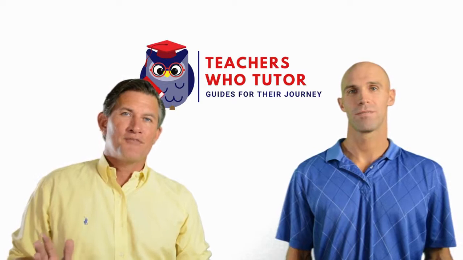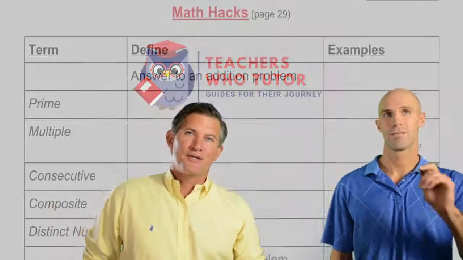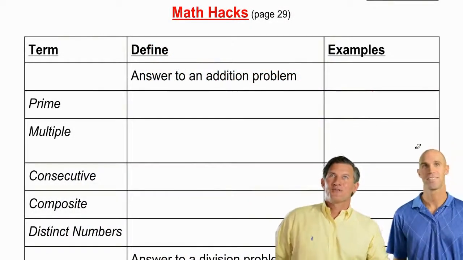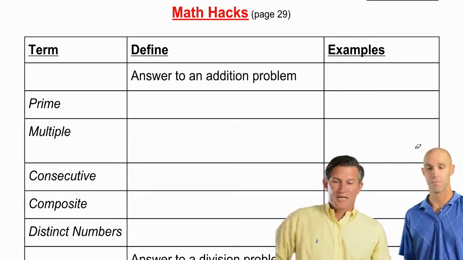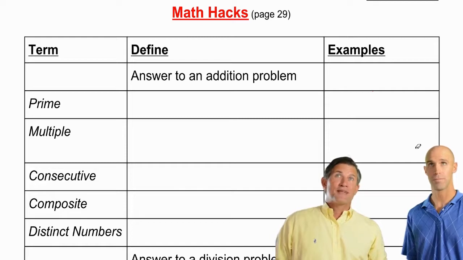And remember, you're going to have to print out this worksheet. It should sort of look like this. Okay, so the first thing is, we already give you the definition. We've got 3 columns for your notes, and the first term is the answer to an addition problem.